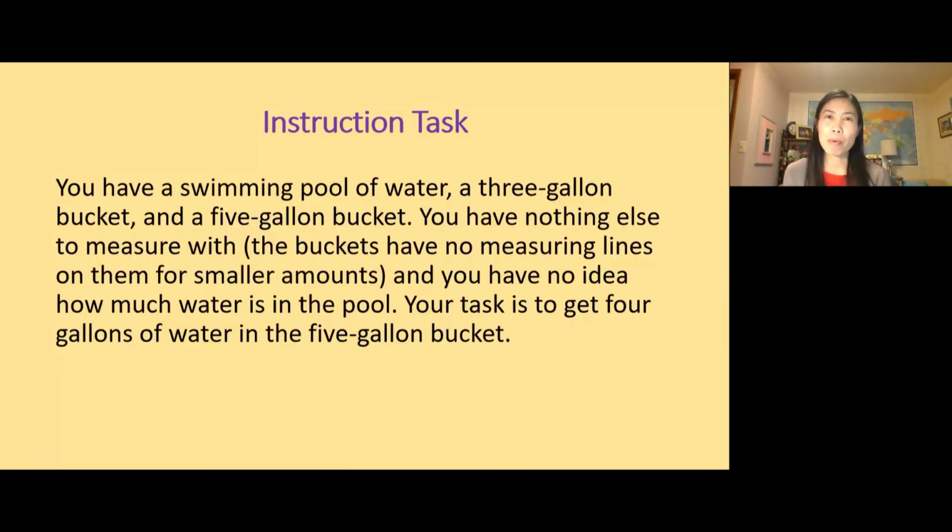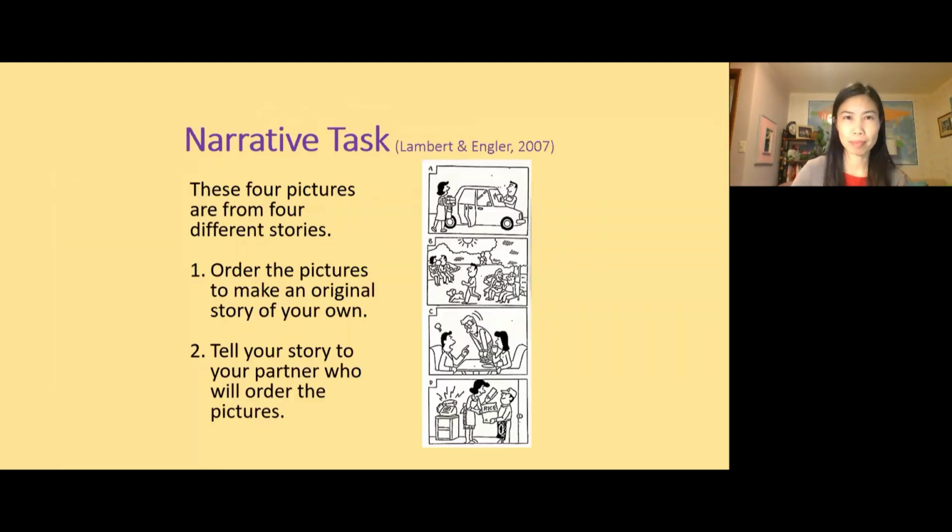This is an example of an instruction task. It is more like a mathematical problem, and the students have to work in pairs to solve the problem. After they solve the problem, they can explain it to the rest of the class to see if other students can follow their solution. In my classroom, I have used some mathematical problems like this, and it's always engaging because students are really interested in solving the problems.